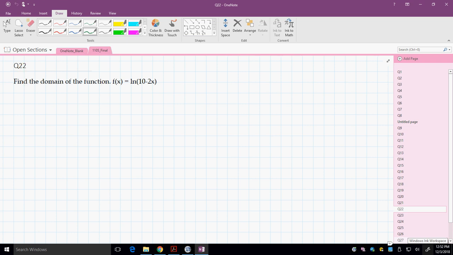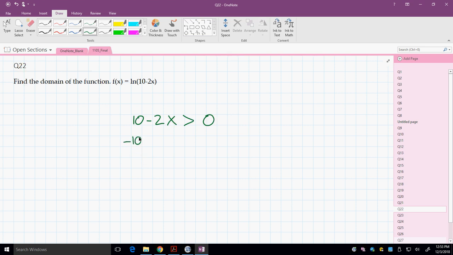Find the domain of the function f of x equals natural log of 10 minus 2x. For natural logs, we have a restriction that the argument needs to be greater than 0, so zero cannot be included. So what we're going to do is write the argument of the natural log and solve for x, saying that it has to be greater than 0.